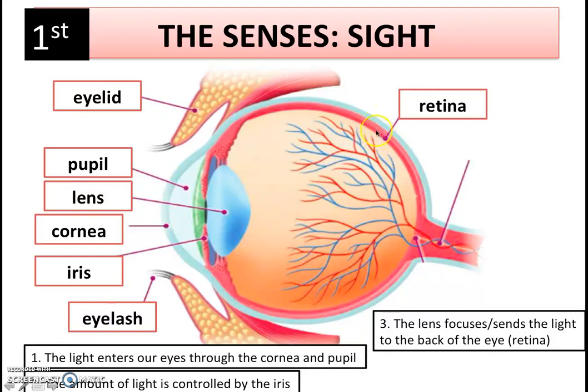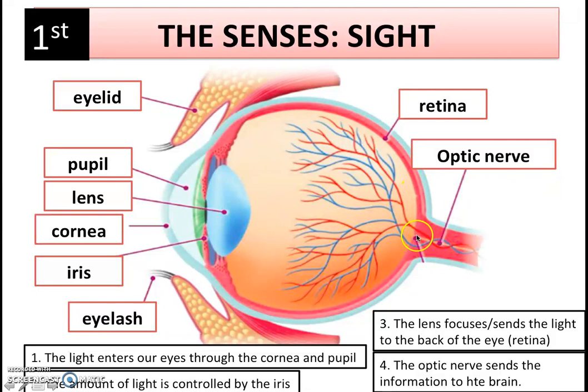Here in the retina, there will be a lot of cells, receptores y células, that are going to receive this information, and these cells are going to transmit this information to the optic nerve. So from the retina, the information will travel to the optic nerve, and from the optic nerve, the information will be sent to the brain. So this is the sight, la vista.